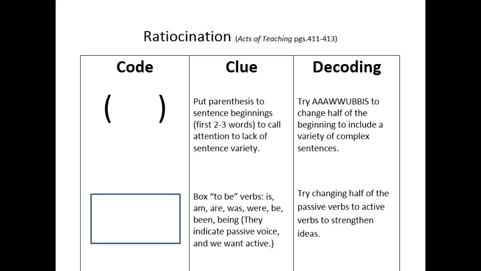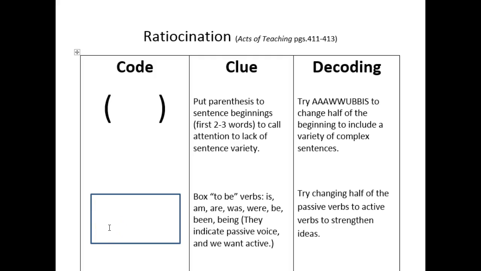First, let's begin by taking a look at what ratiocination entails. Ratiocination involves identifying issues within writing that need to be addressed. So, the way to identify those issues is by marking the text. Notice in the column labeled Code, we have a set of parentheses, which we could use to mark the text. We also have a box or a rectangle, which we could use to mark text. Other ways of marking text might be underlining, highlighting, and etc.